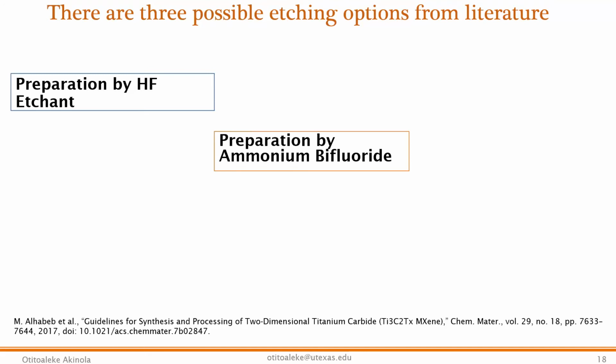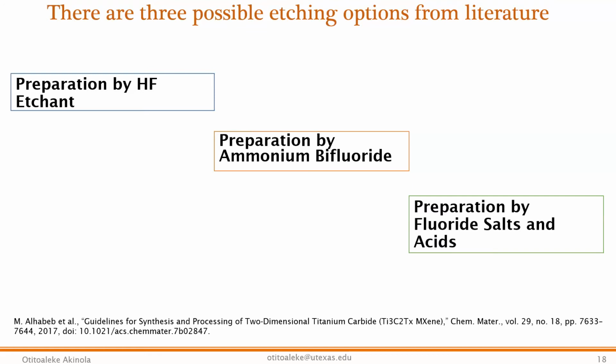One other option is to use ammonium bifluoride. This is a good option because of the ions in the bifluoride, the ammonium ions and the fluoride ion. The ammonium ions actually help with further intercalation of the sheets.